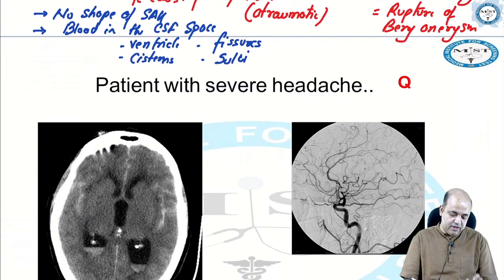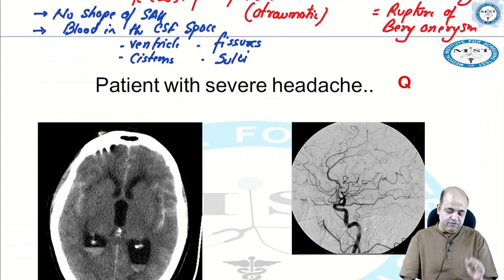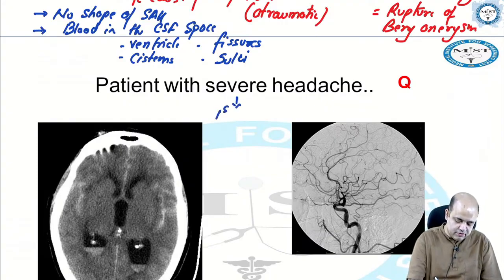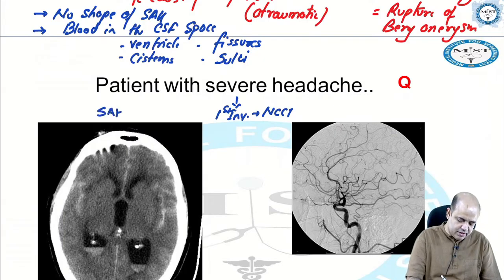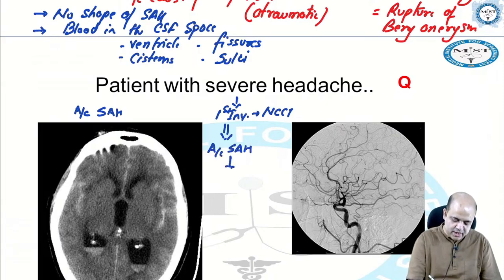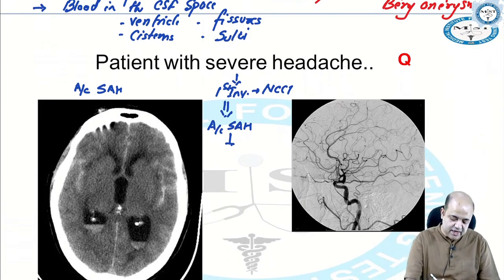There is a patient with severe headache. The first investigation is NCCT. If NCCT shows acute subarachnoid hemorrhage, what is the next step? Acute SAH is the diagnosis. Next, we do a CT angiography to rule out aneurysms.